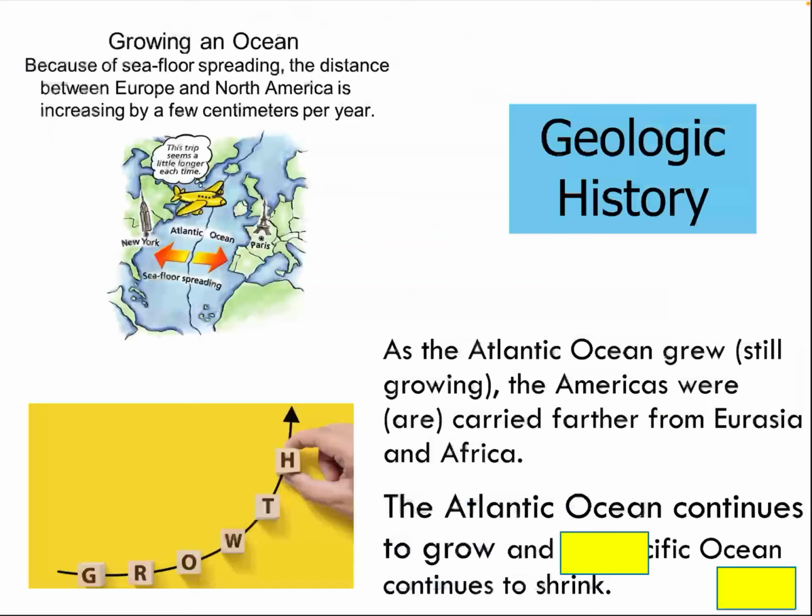So, just to recap, because of seafloor spreading, the distance between Europe and North America is increasing by about 1 inch a year. So as the Americas have been carried farther away from Eurasia and Africa, we realize that the Atlantic Ocean is getting bigger, whereas the Pacific Ocean continues to shrink.